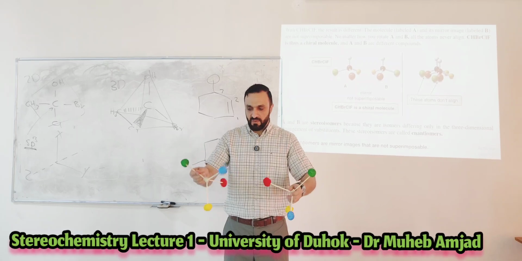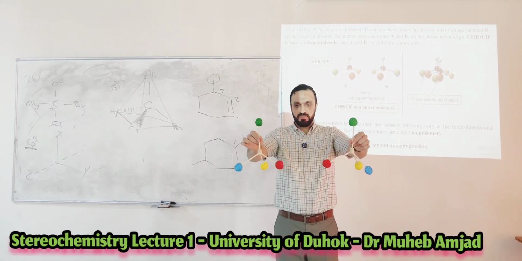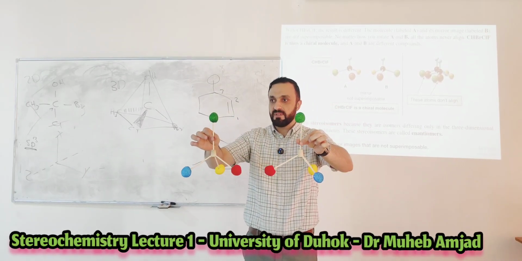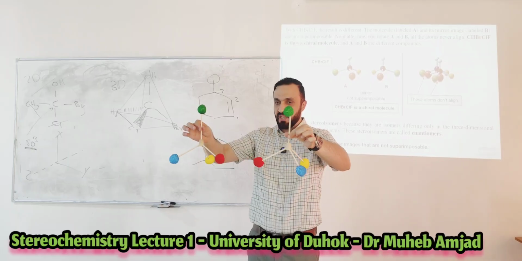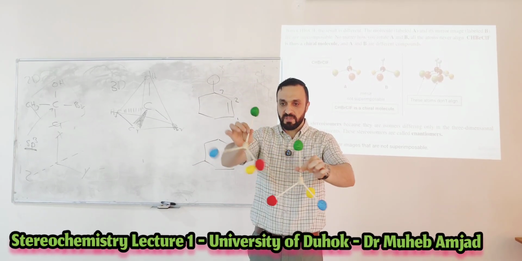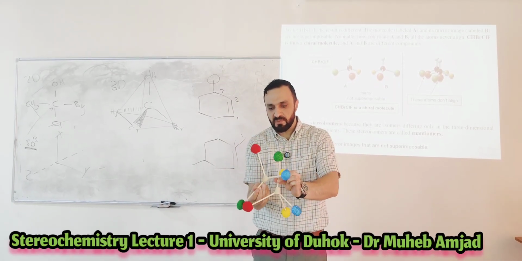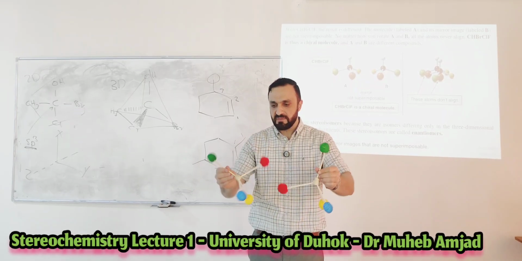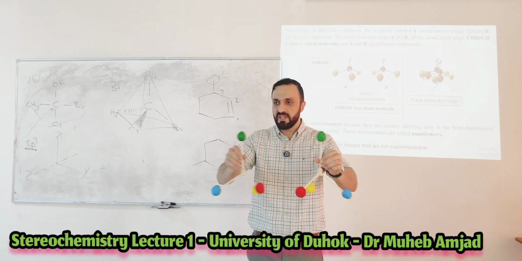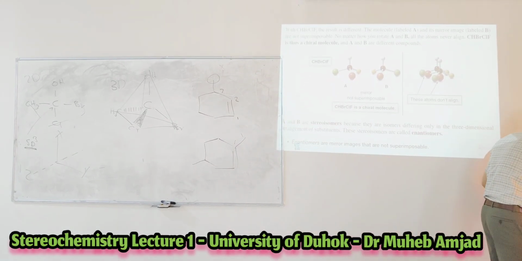Now, go to test. Mirror image or not mirror image? Yes, mirror image. Now, superimposable or not superimposable? Non-superimposable. Make as many rotations as you want, they cannot be superimposable to each other. That means this is what? Chiral or achiral? Chiral, yes. It will be a chiral molecule.